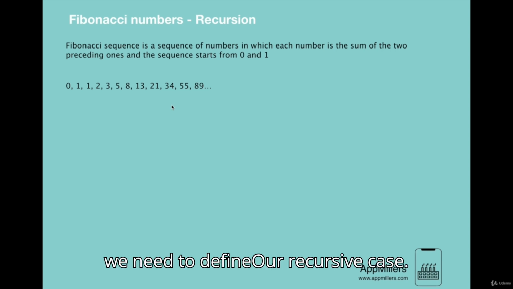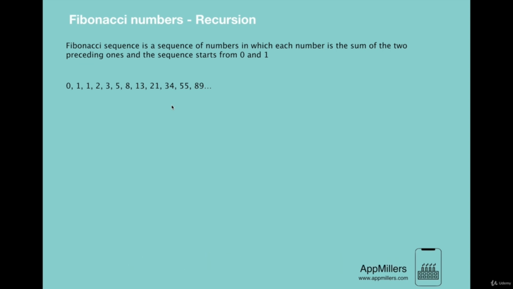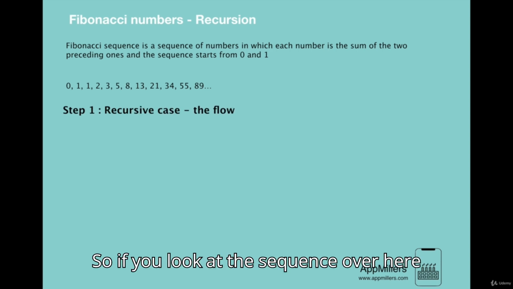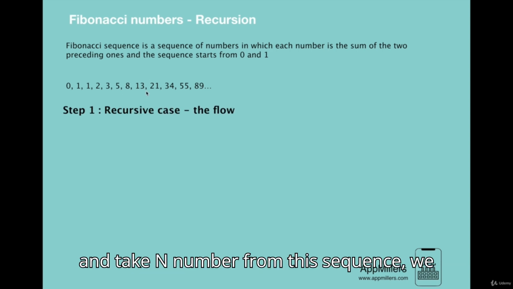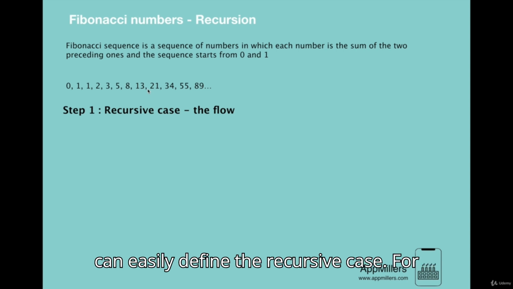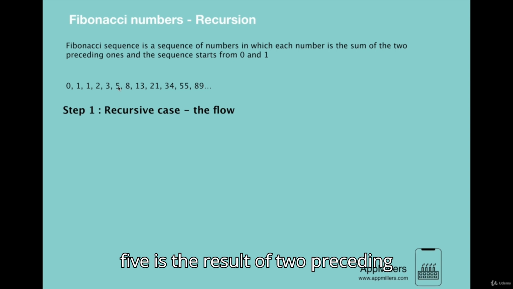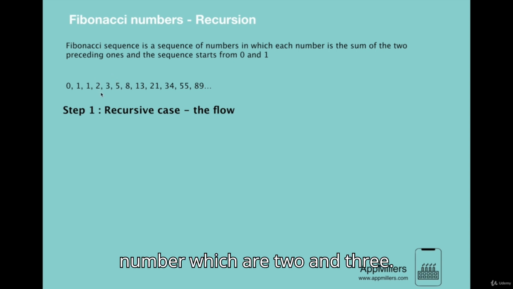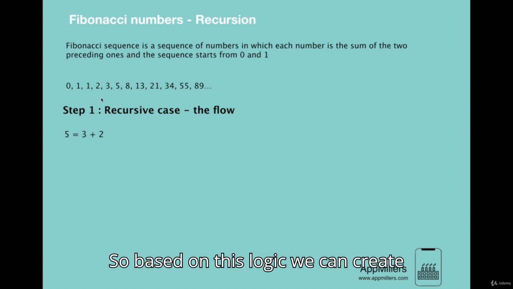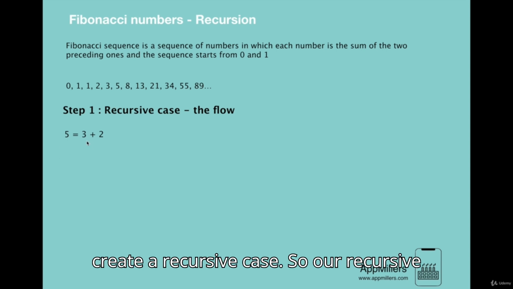As the first step, we need to define our recursive case. So if you look at the sequence over here and take the nth number from this sequence, we can easily define the recursive case. For example, if we take 5, we see that 5 is the result of two preceding numbers, which are 2 and 3. So based on this logic, we can create a recursive case.